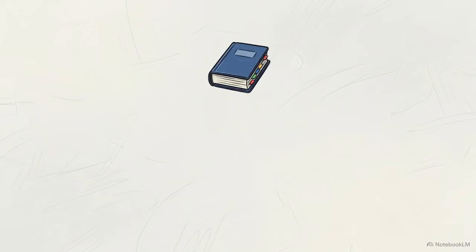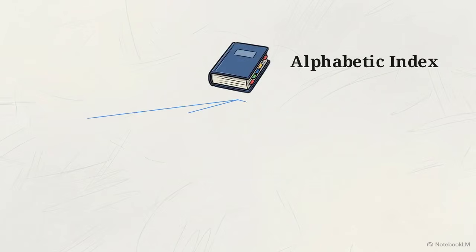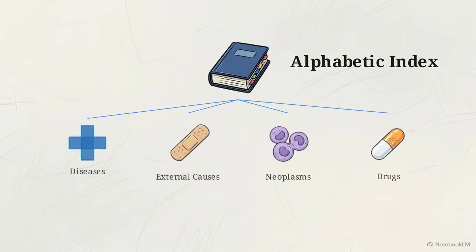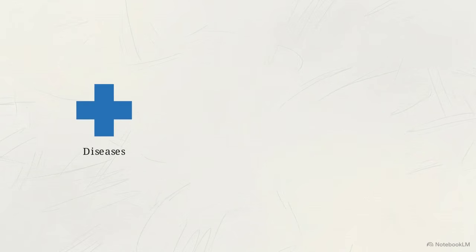This abstract flowchart shows how your starting point, the alphabetic index, is actually constructed. It branches into 4 distinct components: the index of diseases and injury, the index of external causes of injury, the table of neoplasms, and the table of drugs and chemicals.